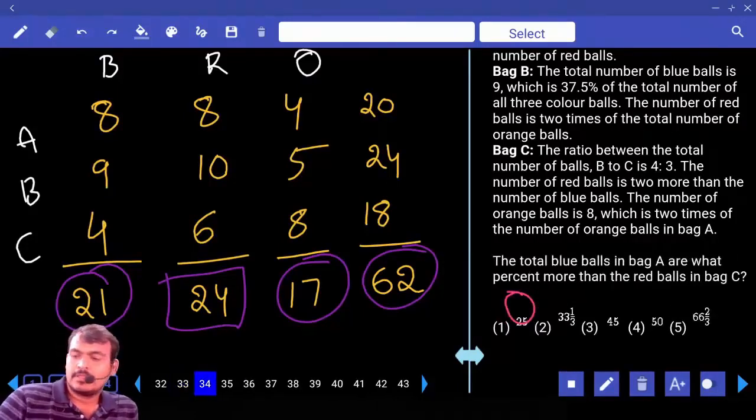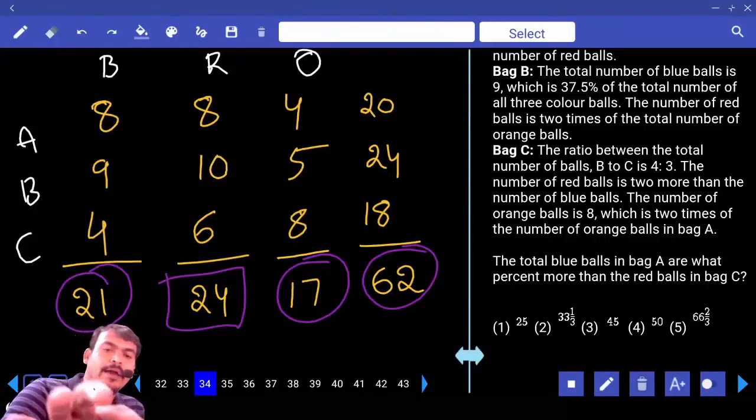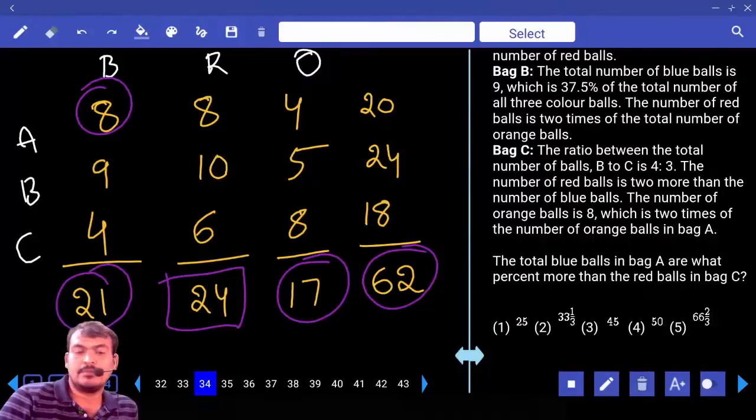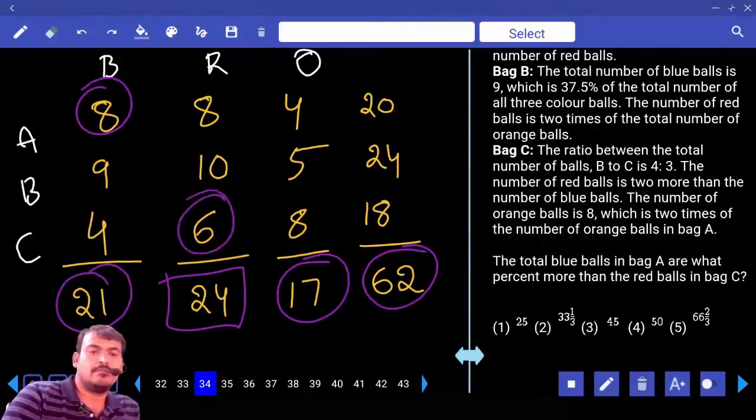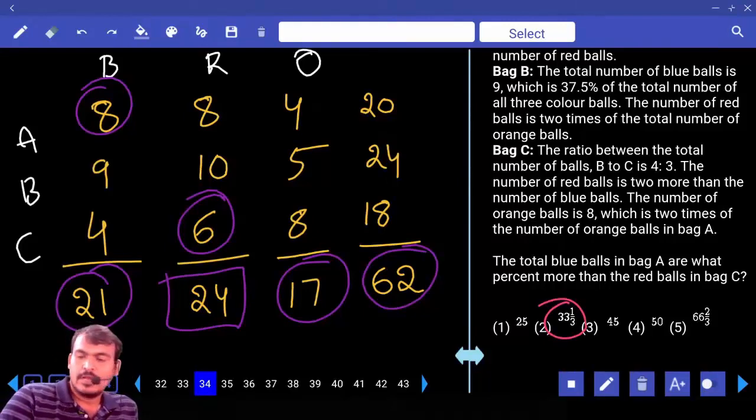Next, 34. The total blue balls in bag A are what percent more than the red balls in bag C? Blue balls in bag A, how much? 8. Red balls in bag C, 6. Means 4:3 ratio. How many parts are more? 1 part, 1 upon 3. 1 by 3 means 33 1 by 3%. More or lesser? More. Next, 35.